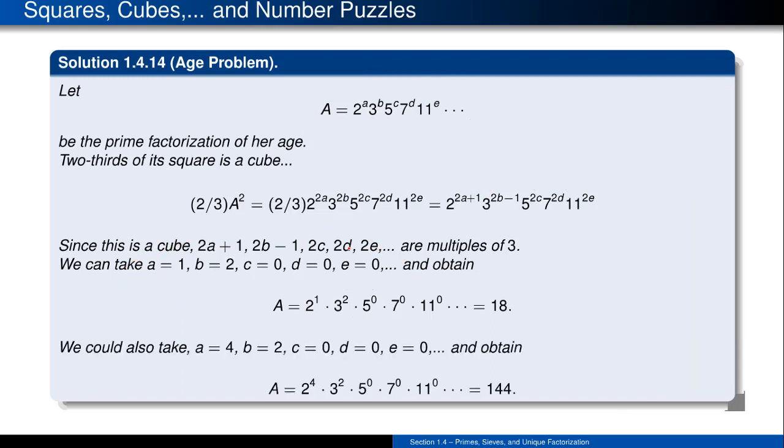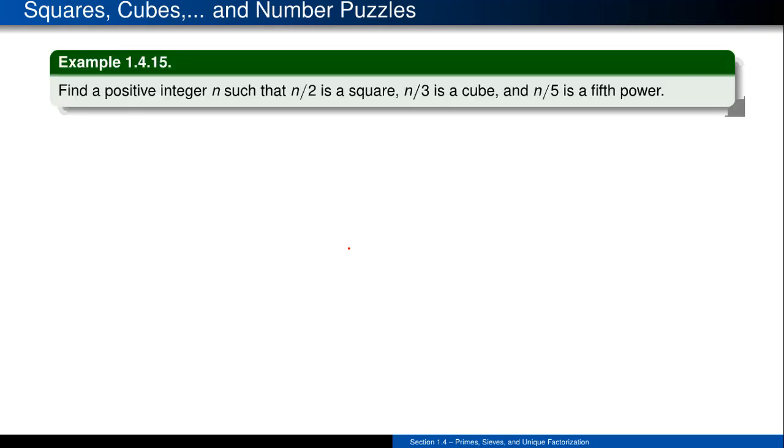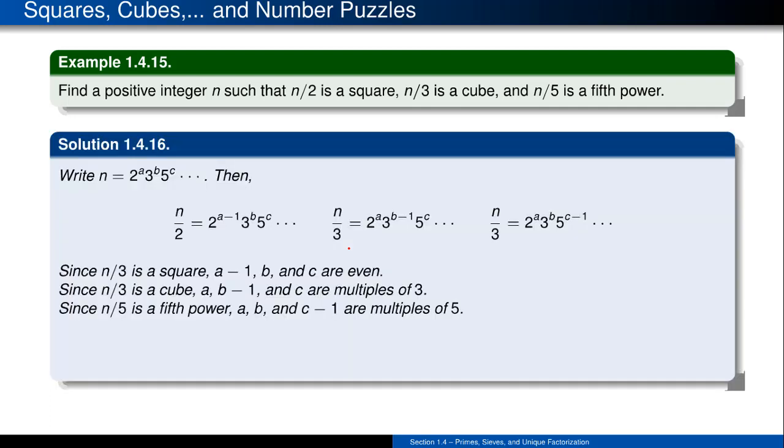So you can jump this back to just some classic number theory puzzles as well. So if I wanted to find some positive integer n that made n divided by 2 a square, n divided by 3 a cube, and n divided by 5 some power of 5, you run the exact same game. You initially identify n as being this large product of primes.